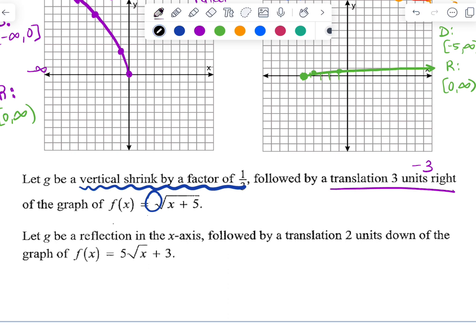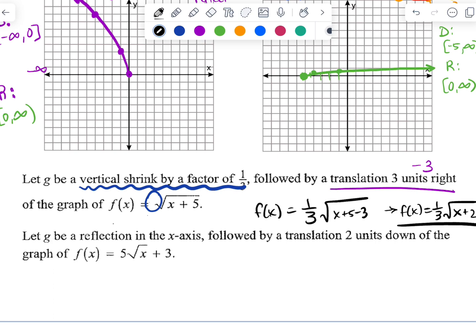So all in all, our function is going to end up being f of x equals 1/3 of the square root of, and here I'll show you what this looks like, x plus 5 minus 3. So that's why I said there's still a net left, because when I add those two values, those like terms together, I still have a positive 2. So I'm still moving left. I'm just moving less left.